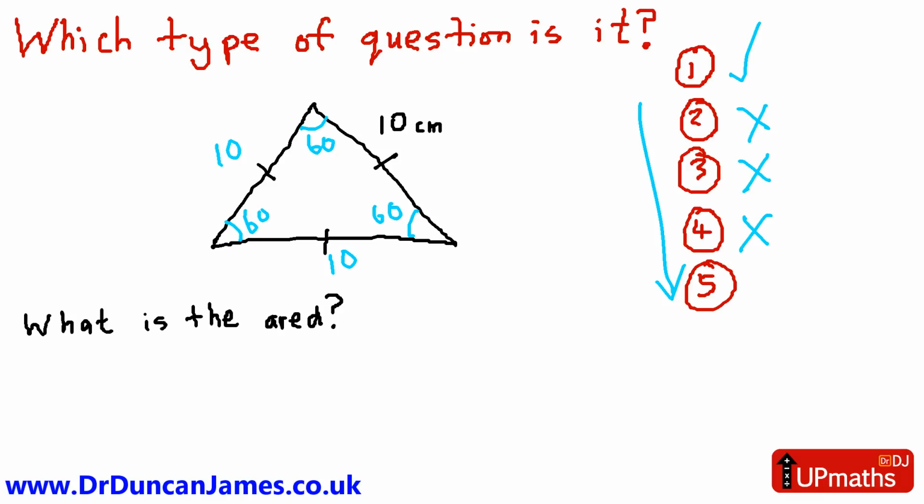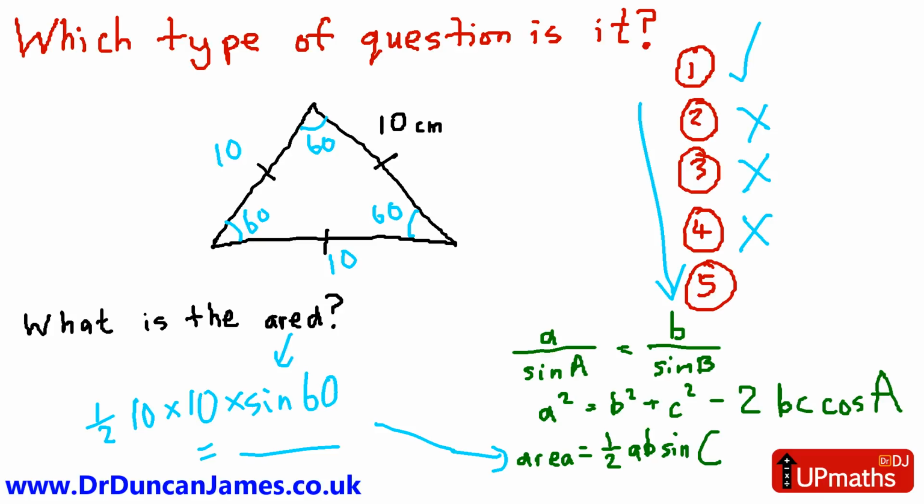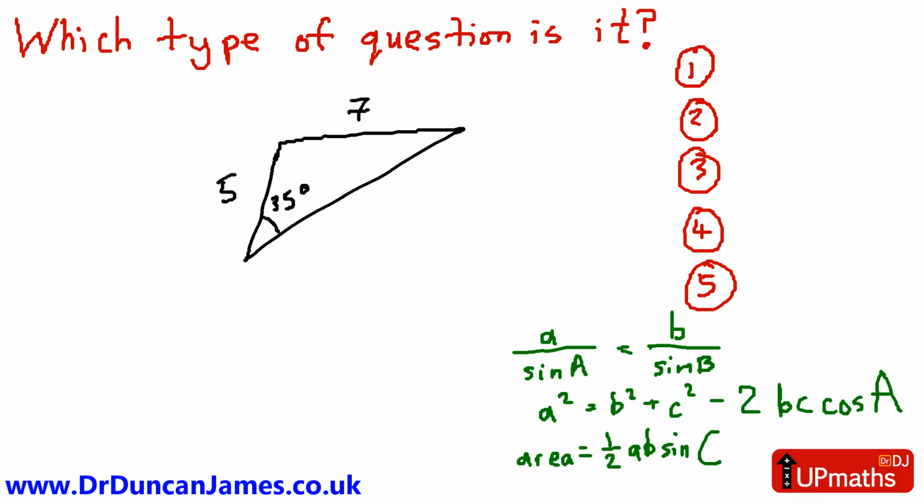Okay, so presumably seems like a good chance it involves one of these three. Oh, it's asked for the area. Oh yeah, so we could use that. So then the area would just be a half times 10 times 10 times sine 60. Stick it in the calculator or whatever, and you'll get an answer. Have a go in your own time.